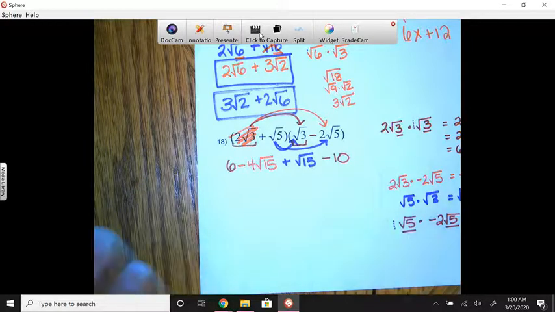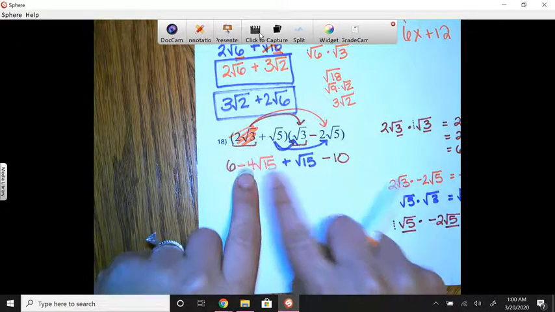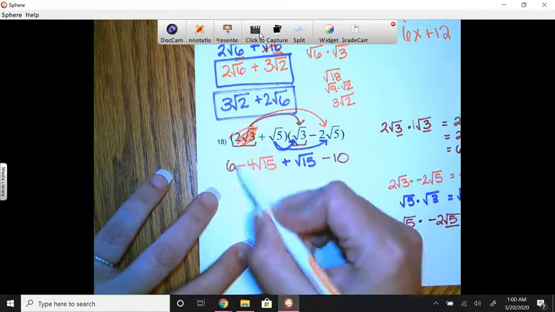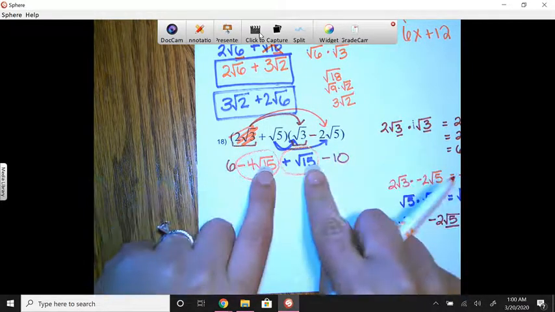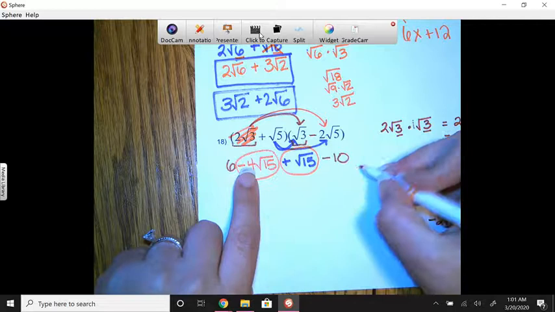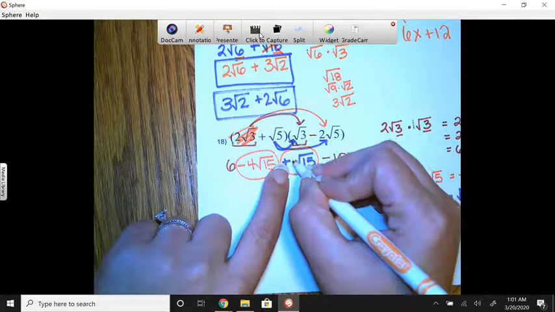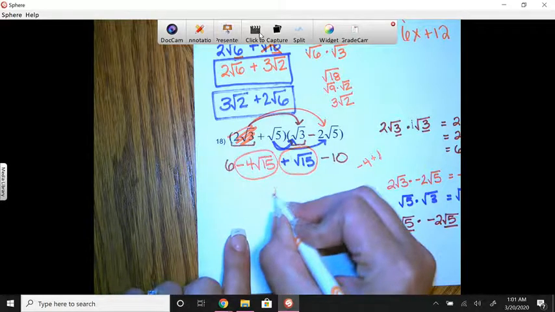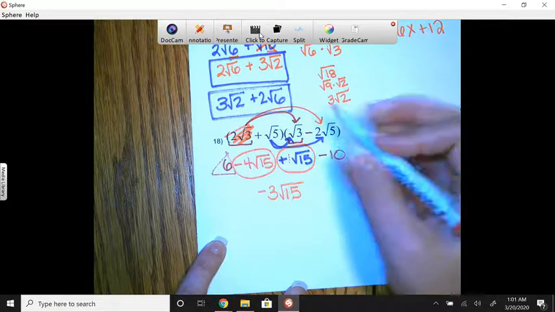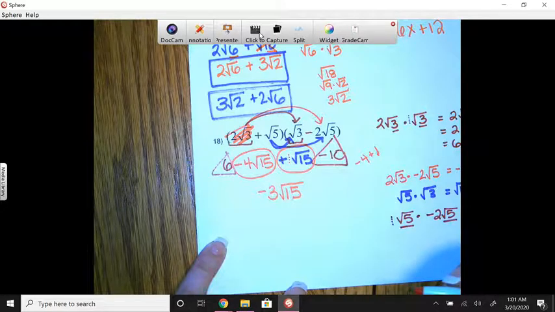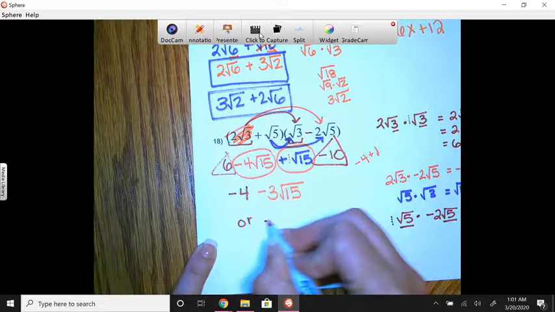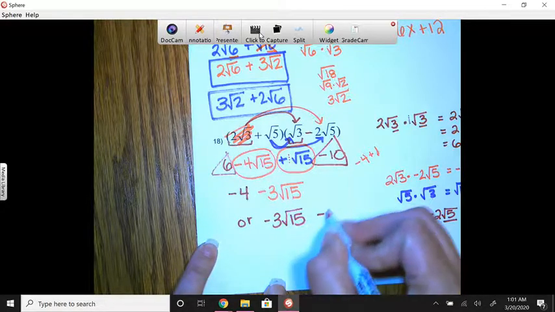Okay, so now the multiplication is complete. And now it's an addition and subtraction problem. So in order to add or subtract, they have to be like terms. So we can combine these two terms together because they have the same index and they have the same radicand value here. So we have negative 4 plus 1. That's negative 3, and then we keep the radical 15. And then we can combine the 6 with the negative 10, and that would make negative 4. So the negative 4 can go in the front, or we can write our answer as negative 3 rad 15 minus 4. So either of these are okay.